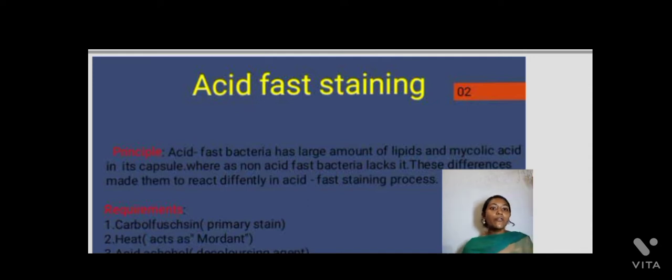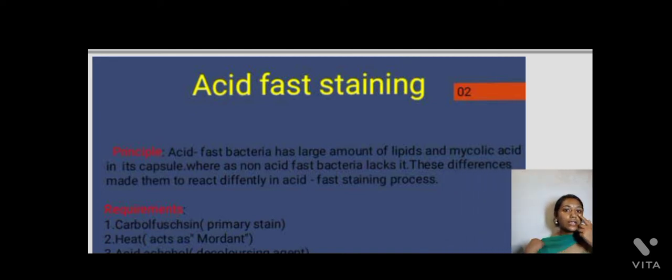Coming to the principle of acid fast staining, acid fast bacteria have a large amount of lipids and mycolic acid in their capsule, whereas non-acid fast bacteria lack it. These differences make them react differently in the acid-fast staining process.